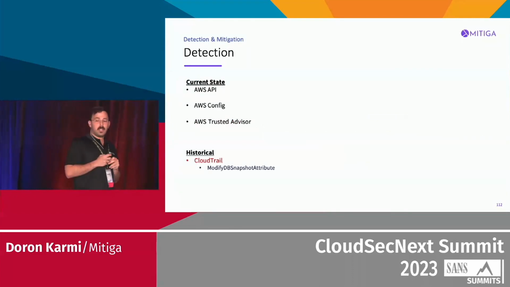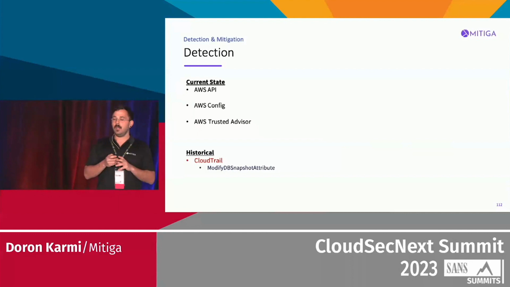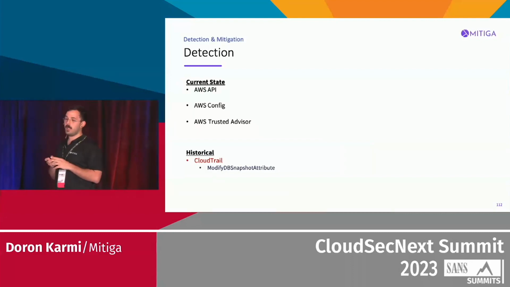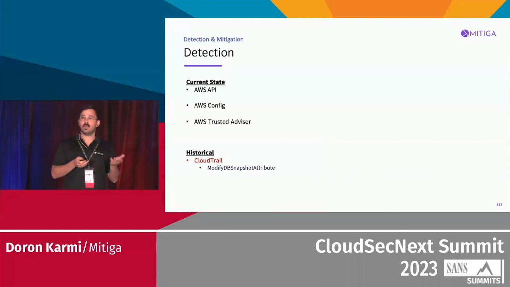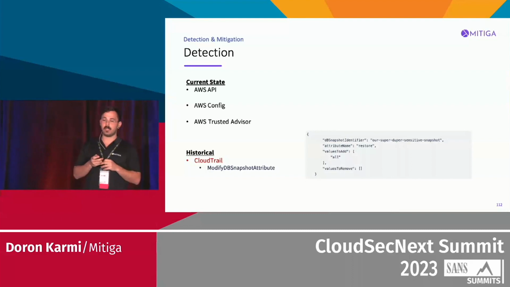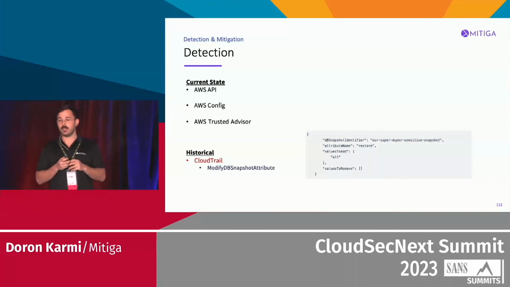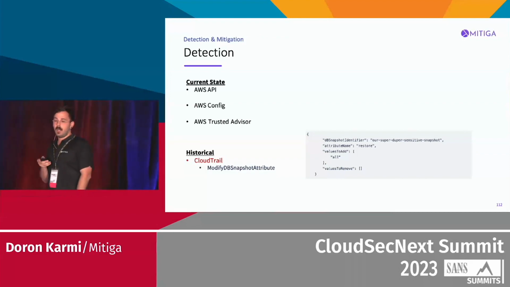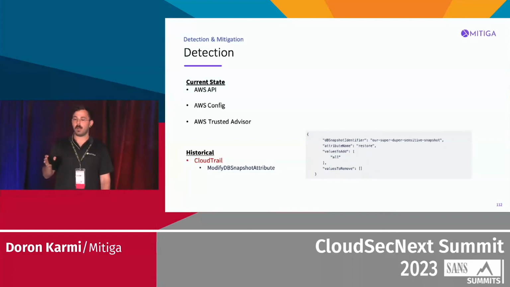As for the historical check, you would need to use CloudTrail. CloudTrail are the operational logs of AWS. You can use it through the CloudTrail dashboard, or if you send those logs to any external solution. What you would need to search for is the ModifyDBSnapshotAttribute event. Here you can see our super duper sensitive snapshot. You would need to search for the attribute name restore and for values to add all. This means that this snapshot went public.